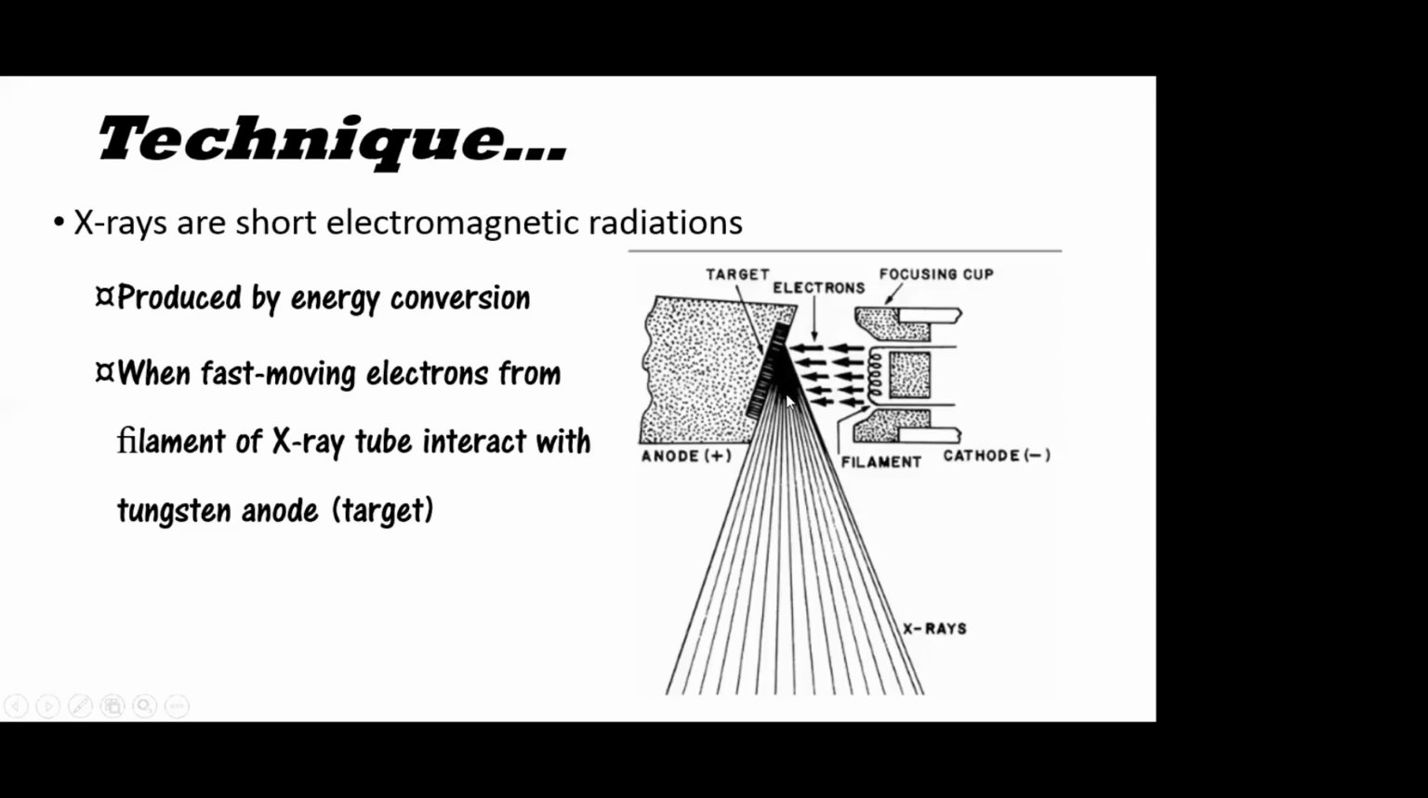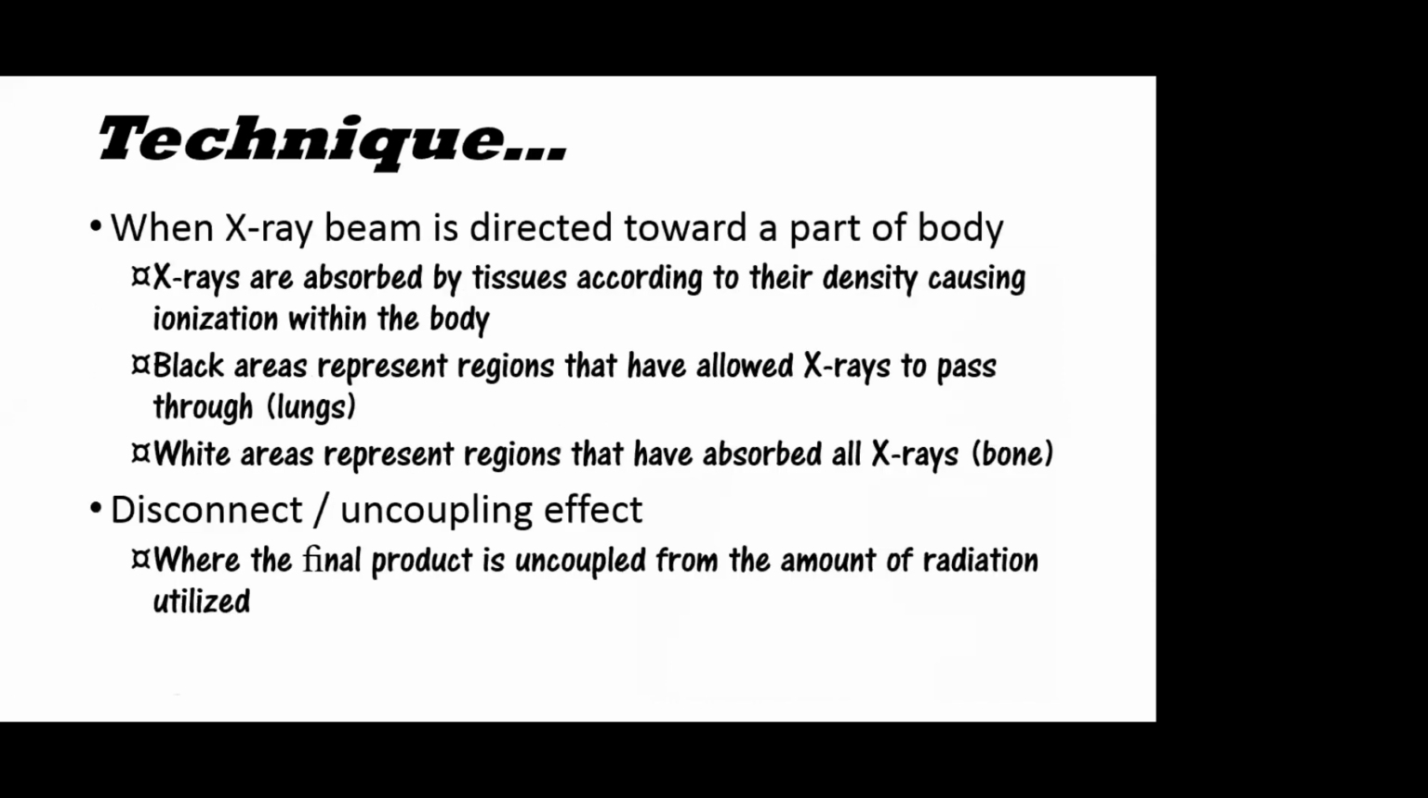Then the scatter happens, and the scatter is diverted to specific areas which are exposed to radiation, and that is what we call an X-ray, and we'll see how the X-rays are being produced. So when the X-ray beam is directed toward a specific part of the body, the part either absorbs or rejects the radiation. So X-rays are absorbed by the tissue according to density, causing ionization in the body.